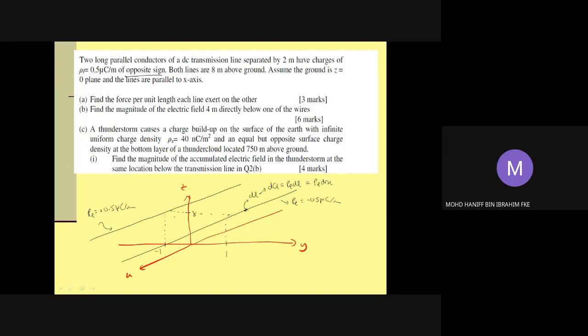We know that we are dealing with line charges which are infinite, for both the positive and negative rho L. Allow me to use the red color.